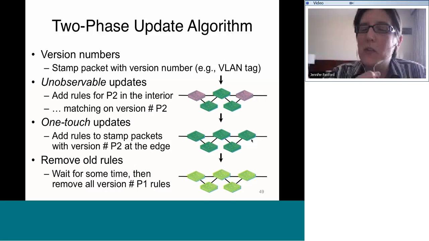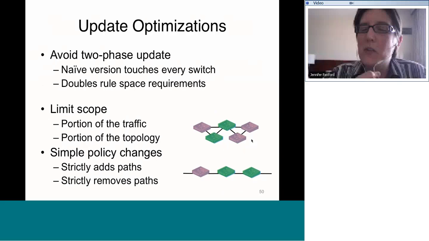So we can do some optimizations. One optimization we do: as you can imagine, this two-phase update is pretty expensive, because it can actually double the number of rules in the network. And that's clearly expensive, especially when the switch tables are implemented using high-speed memory like TCAMs that are quite power-hungry.